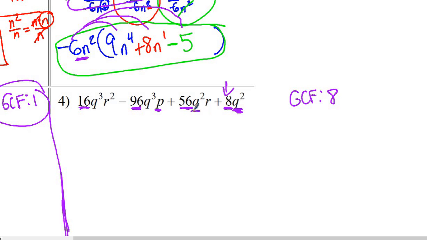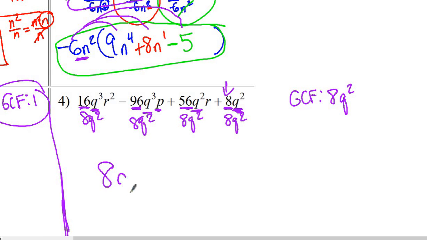This has 2 q's, that has 2 q's, that has 3, and that has 3. So it looks like they have a q squared in common, because that's the smallest power of q. So let's divide each of these by 8q squared, and we will put that in front of the parentheses like we did before and see what's left behind. So the first term, 16 divided by 8 is 2. Q to the third divided by q squared, if we subtract 3 minus 2, we get q to the first. And then we still have that r squared. The r squared doesn't have anything to divide it, so we'll leave it as is.